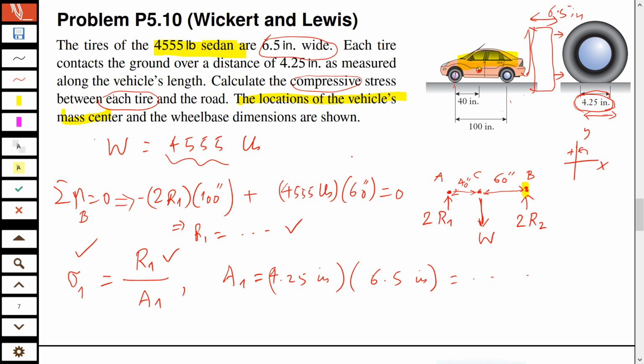Maybe you don't need to write a moment equation for R2 because you know R1 plus R2. In fact, 2R1 plus R2 must be equal to W. Yeah? You can use force balance to simplify that calculation. This will give you R2.